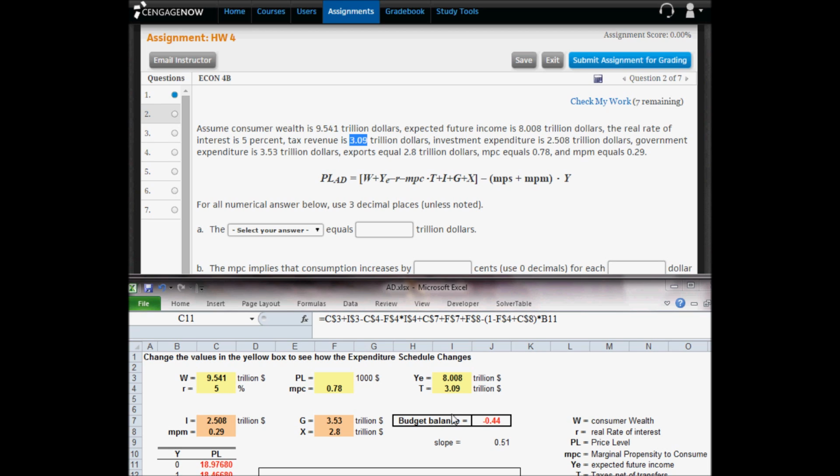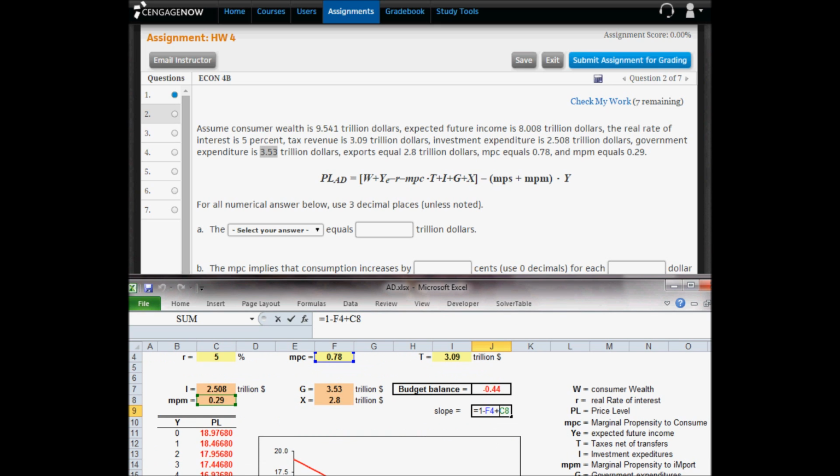The real rate of interest is 5%. Tax revenue is $3.09 trillion. Investment expenditure is $2.508 trillion. Government expenditure is $3.53 trillion. Export is $2.8 trillion. The MPC is 0.78, and the MPM is 0.29.